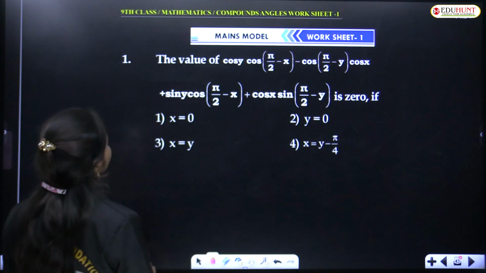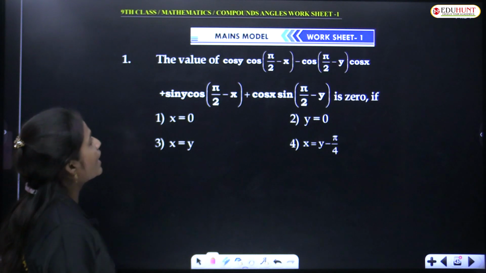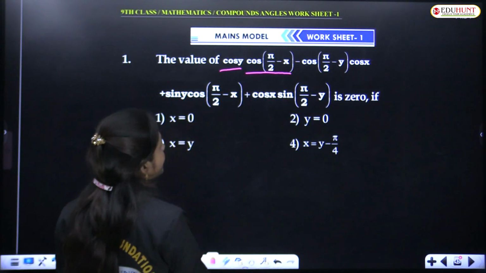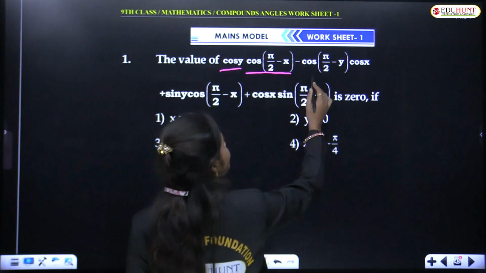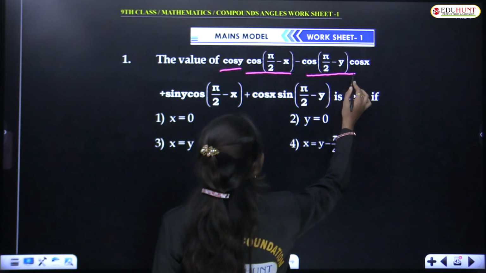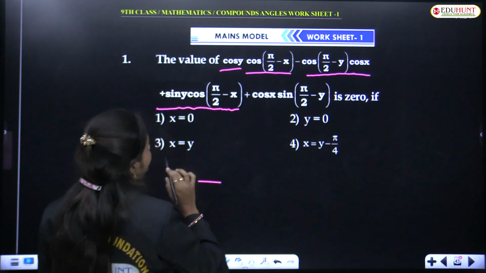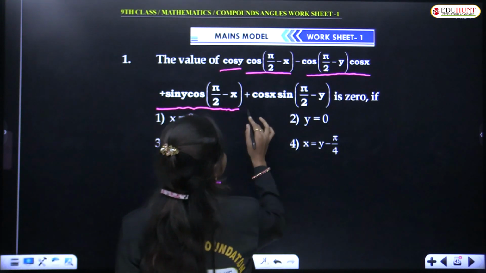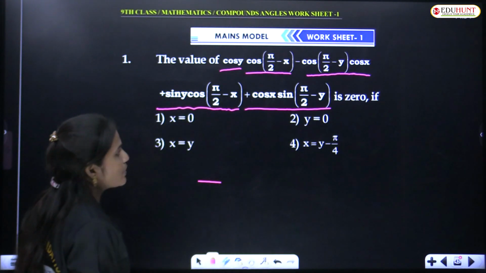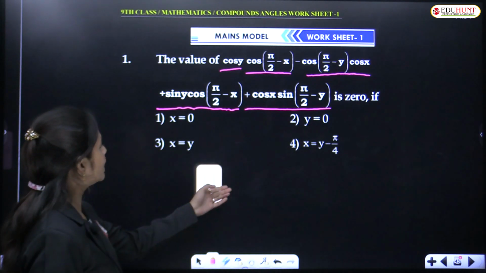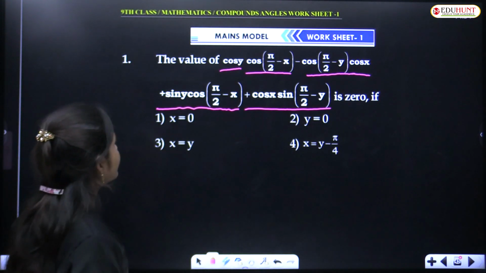Okay. So see the first question, what is it? The value of cos y cos of pi by 2 minus x, minus cos of pi by 2 minus y cos x, plus sin y cos of pi by 2 minus x, plus cos x sin of pi by 2 minus y is 0. Okay, so that is the given question. So here, how to simplify that, see here.